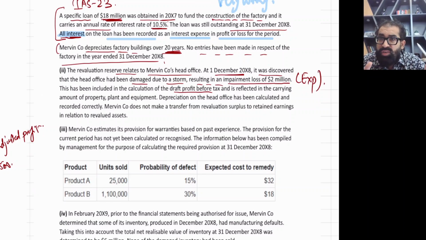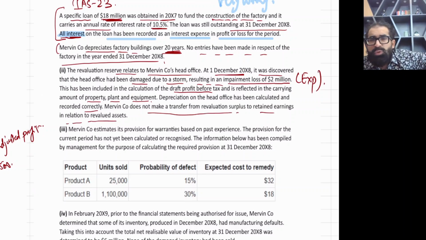Now let's see whether they have done it correctly or wrong. It is reflected in the carrying amount of property, plant and equipment. Depreciation on the head office has been calculated and recorded correctly, so don't worry about the head office depreciation. Mervin Company does not make any transfer of revaluation surplus to retained earnings. So very good, they don't make any entry like revaluation reserve debit, retained earnings credit.